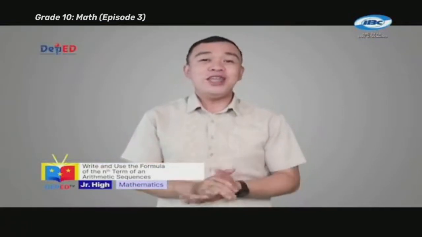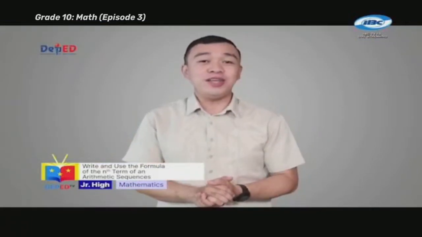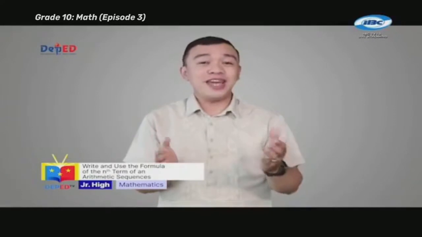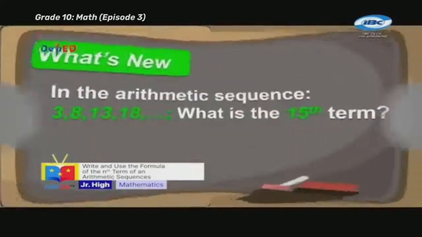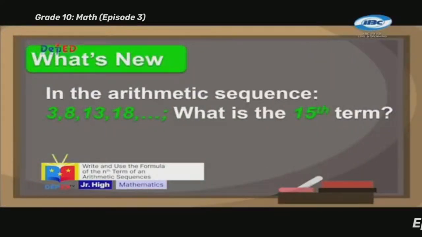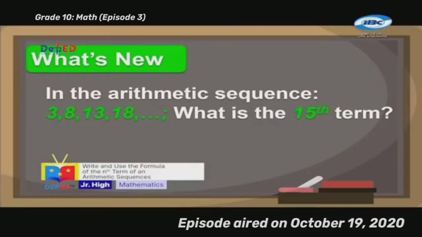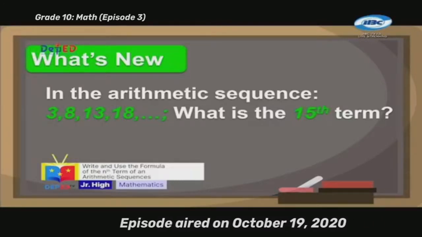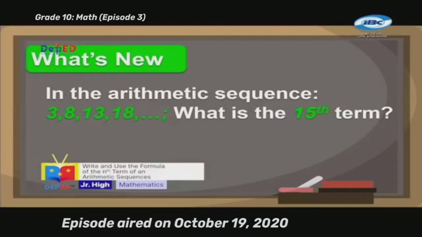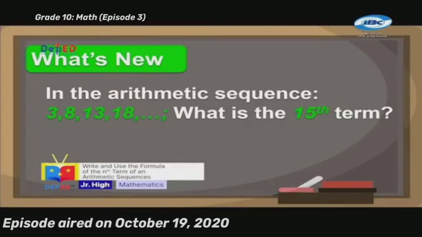Before we find the other higher terms of a sequence, let us find first the lower terms. In the arithmetic sequence 3, 8, 13, 18, and so on, what is the 15th term? Give it a try. I'll give you 20 seconds. Ready? Go!